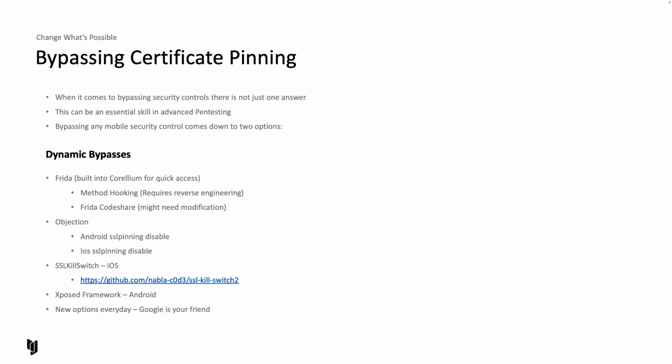Objection is a great tool built off of Frida. You could do a lot of different pen test techniques in there. One thing it's good at is adding things like certificate pinning bypass. It also has root detection bypasses, keychain dumping, and a handful of pen test utilities. In terms of data in transit, you could run either of those two scripts, Android SSL pinning disable or iOS SSL pinning disable, depending on what OS you have, and that will attempt to bypass certificate pinning.